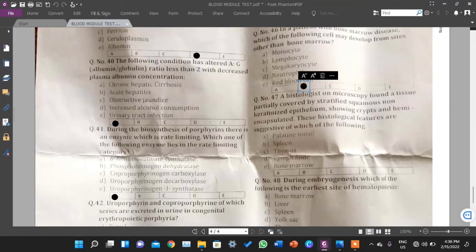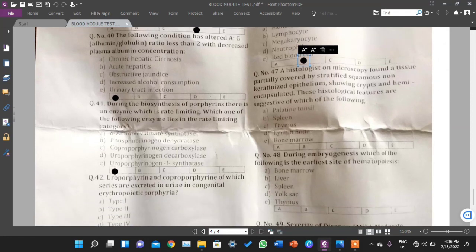A histologist on microscopy found a tissue partially covered by stratified squamous non-keratinized epithelium, which shows crypts and is hemicapsulated. These histological features are suggestive of which of the following? Peritoneum cell, spleen, thymus, lymph node, or bone marrow? Since the organ being examined by the histologist has a stratified squamous non-keratinized epithelium which shows crypts and is hemicapsulated, the diagnosis, or we can say option A, which is the palatine tonsil, can be correct.